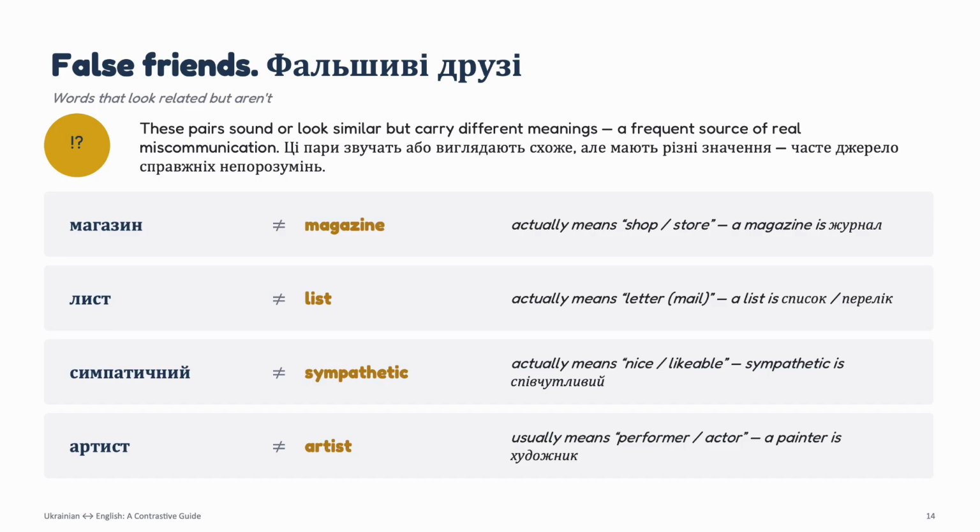The word симпатичний, which is similar to sympathetic, but they don't have anything in common. They're completely different because симпатичний means nice or likable or just a good looking person, and sympathetic would be співчутливий if you want to translate it to Ukrainian. And artist. For Ukrainians, артист usually means performer or an actor. And if you want to say an artist or a painter, in Ukrainian it would be художник.